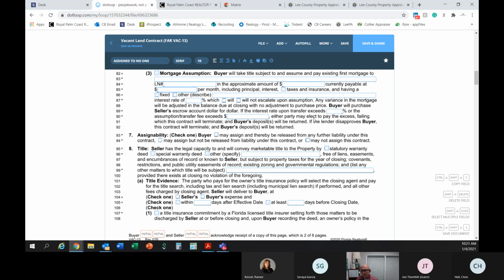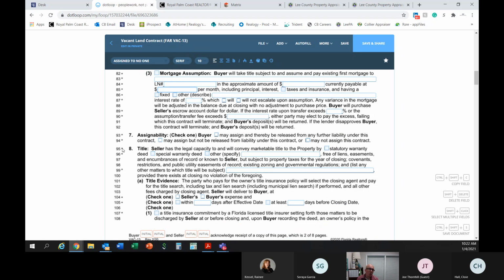If the interest rate upon transfer exceeds blank percent or the assumption transfer fee exceeds blank dollars, either party may elect to pay the excess, failing which this contract will terminate and buyer's deposit will be returned. If lender disapproves buyer, this contract will terminate and buyer's deposit will be returned.